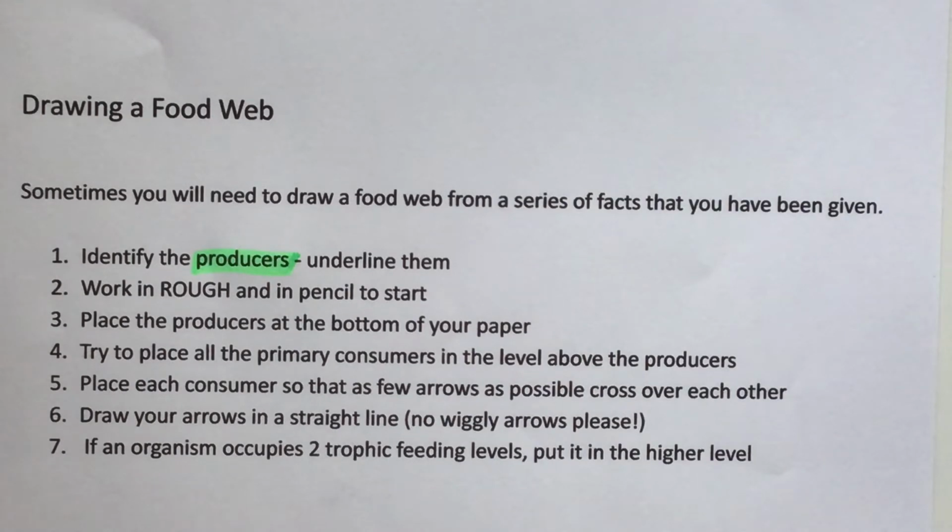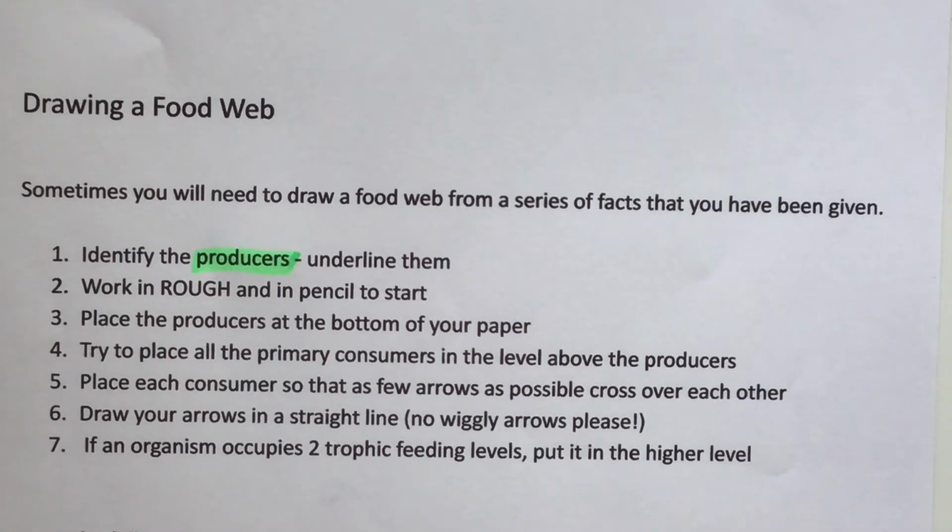Place each consumer so that as few arrows as possible cross over each other. That's why you might need sometimes to redo it when you realise that you need to move one organism somewhere else so the arrows don't cross. Point number 6, draw your arrows in a straight line, usually with a ruler. No wiggly arrows, please. Obviously, if you are drawing it on an iPad, then I understand it might not be with a ruler, but usually we would draw them with a ruler. And finally, number 7, if an organism occupies 2 trophic feeding levels, then put it in the higher level.